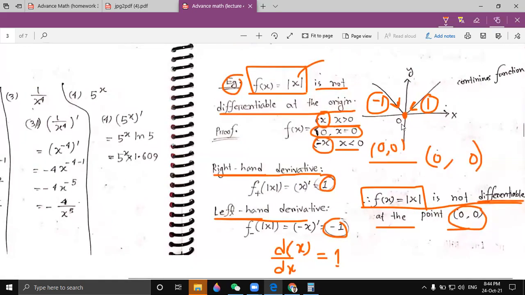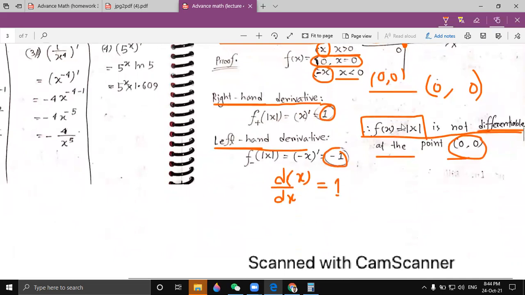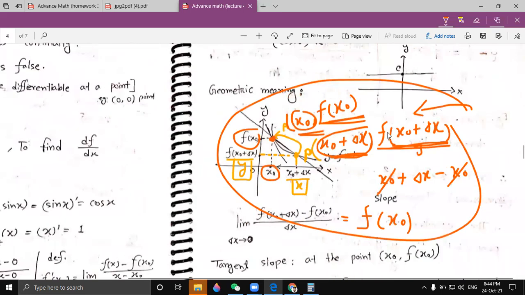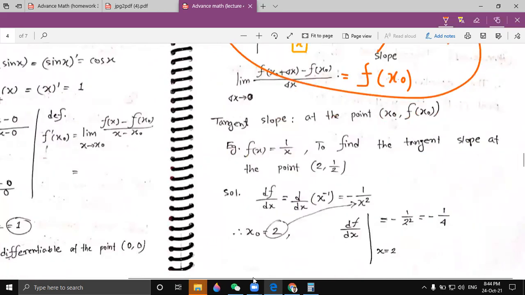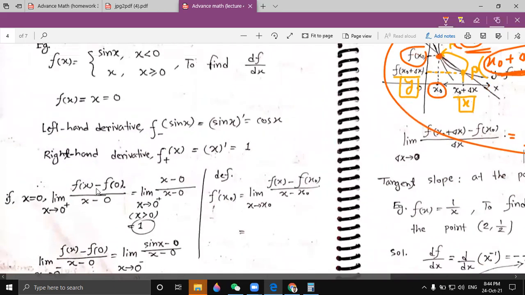Can you make a different example whereby it does not specifically say it approaches 0, but it approaches a different point? Yes, I can. Let me show you.